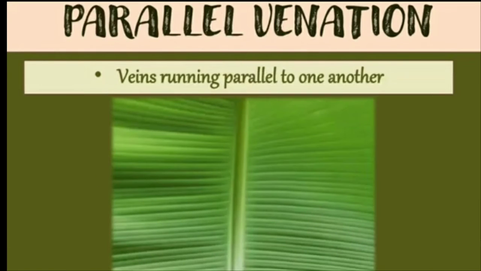Next is parallel venation. When the veins run parallel to one another, it is called parallel venation. That means here they do not intersect or form a web-like structure. Instead, they are parallel to one another. For example, a maize leaf blade has parallel venation. Understood, children? Good.